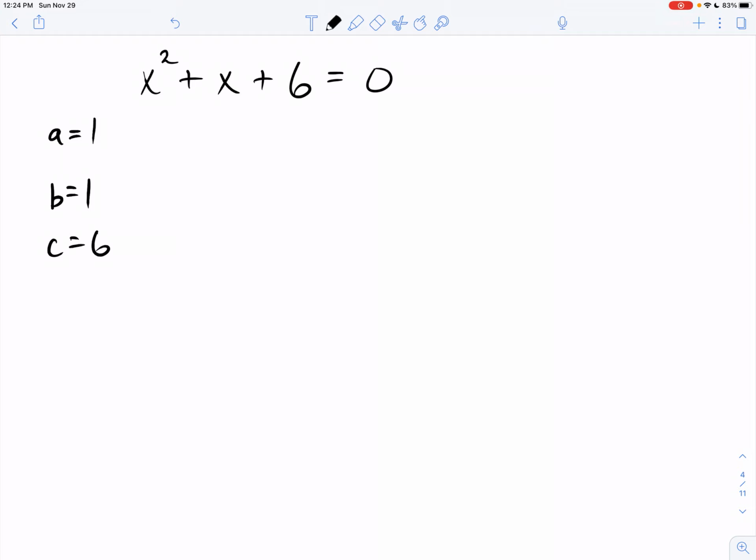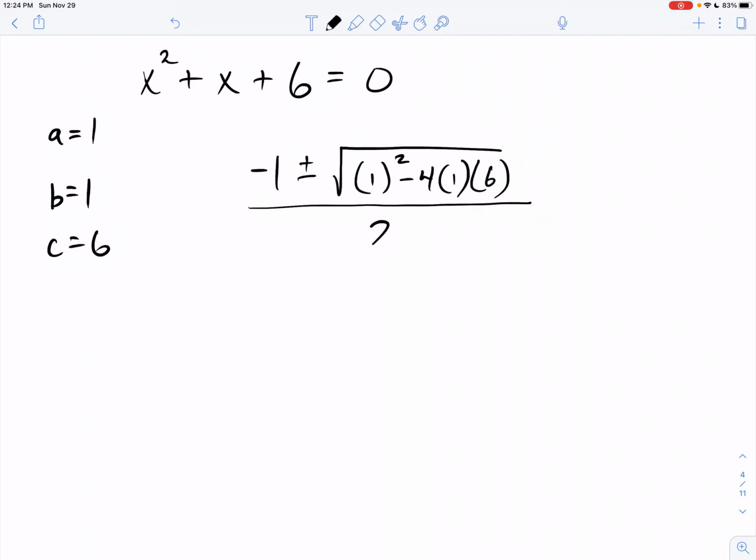Okay, here we go. Negative b plus or minus square root of b squared minus 4 times a times c all over 2 times a. And once again, if you were to punch this in exactly how you wrote it, your calculator will not be lying to you when it tells you this answer is negative 23. So what does that mean? I have negative 1 plus or minus square root of negative 23 over 2.